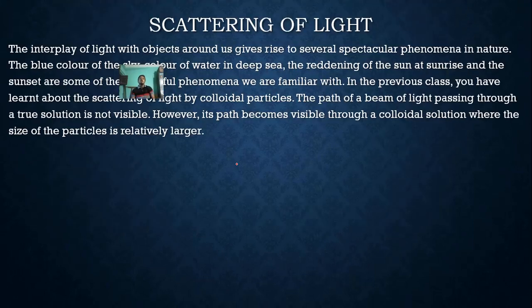Scattering of light. The interplay of light with objects around us gives rise to several spectacular phenomena in nature. The blue color of the sky, why the sky looks blue and not any other color, the color of water in the deep sea, and the reddening of the sun at sunrise and sunset are some of the wonderful phenomena we are familiar with, but we don't know the actual reason. In this topic, we are going to see why they are so.